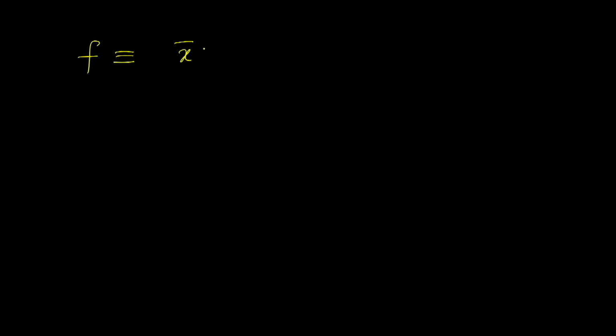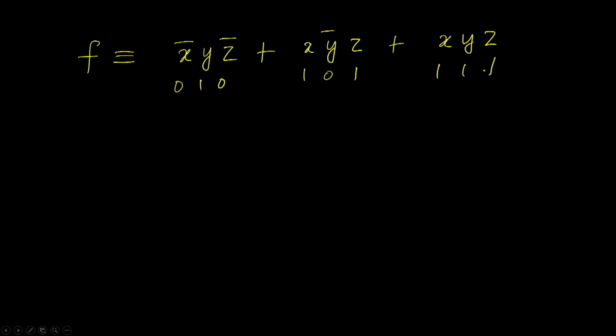x bar, y, z bar, which corresponds to 2, 0, 1, 0, or x, y bar, z, which corresponds to 5, 1, 0, 1, or x, y, z, which corresponds to 1, 1, 1. When one of these combinations happen, then f becomes 1. That is what the truth table tells us. So f can be expressed as a composite expression of this form.